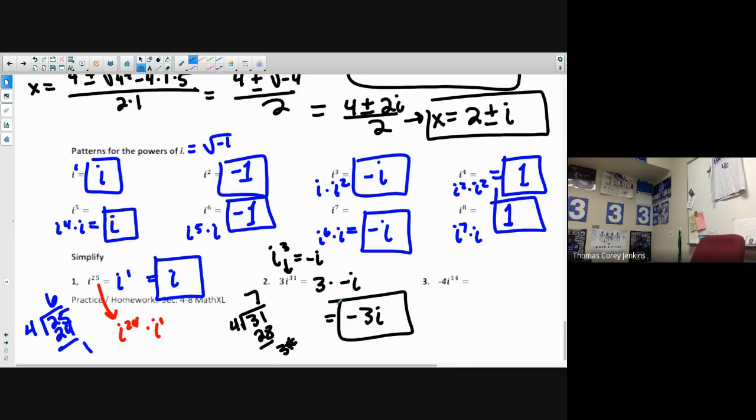All right, and looking at our last example, I'm looking at my notes right now, and it says that this simplifies to negative i. It should be negative 3i, so I'll have to correct that.